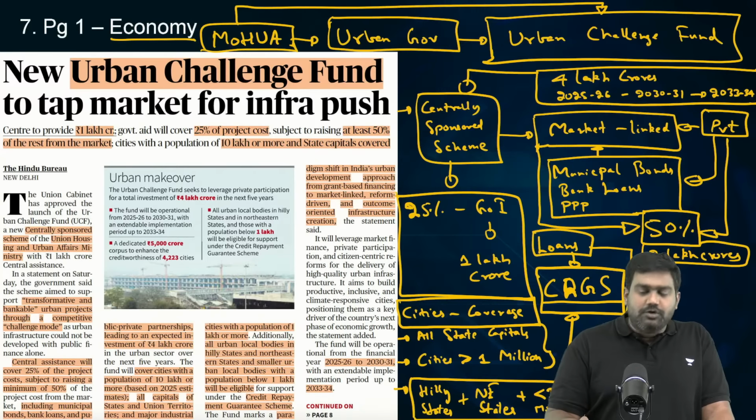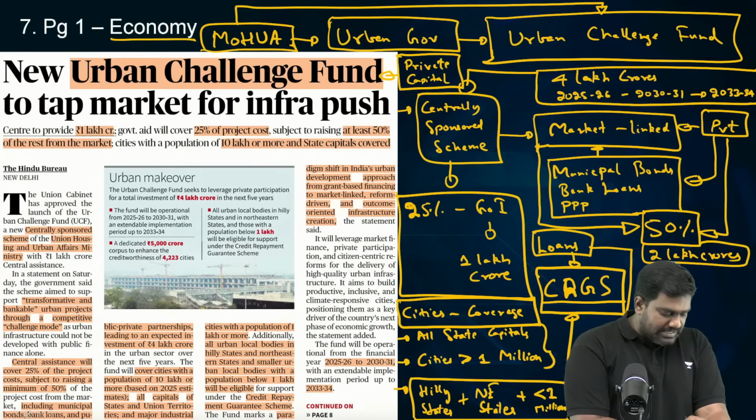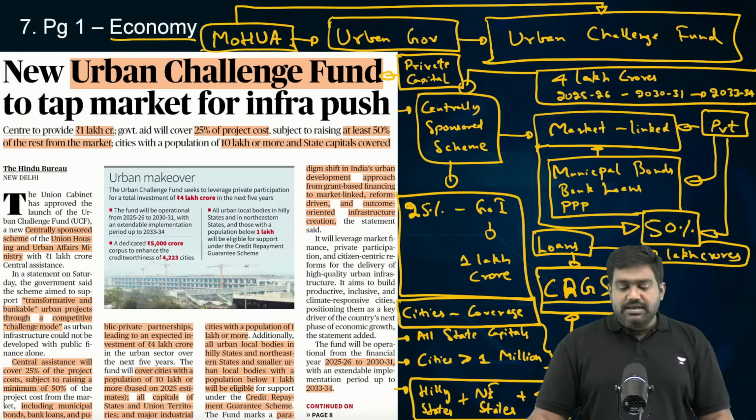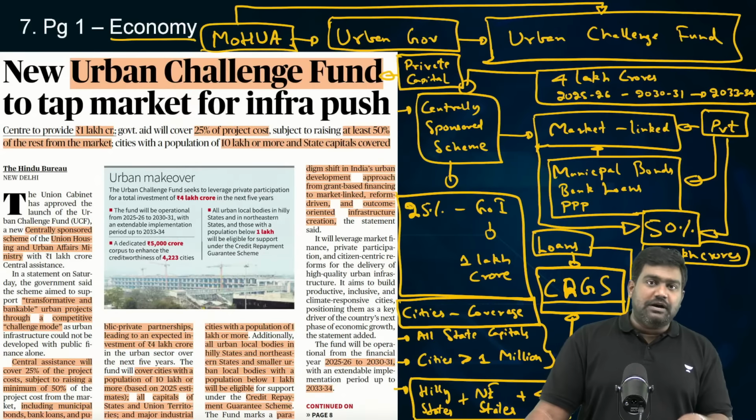So, with a total investment of 4 lakh crores, at least 50% coming from the markets, it will bring private capital, which is very crucial for urban development. The government is of the opinion that the public sector alone can't meet the demands of urban governance in today's world. So there's a need to rope in private capital through such market-linked schemes. That's why municipal bonds are part of it. It'll encourage more bank borrowings, public-private partnerships, and the government of India would pump in 25% of the funding required.